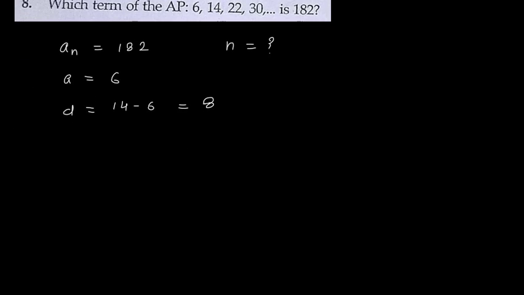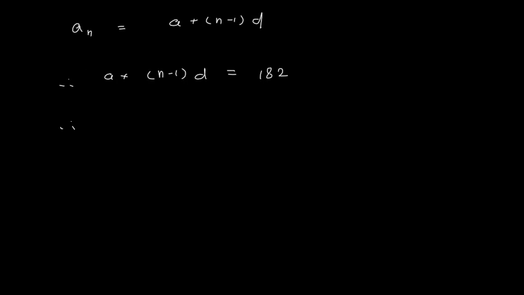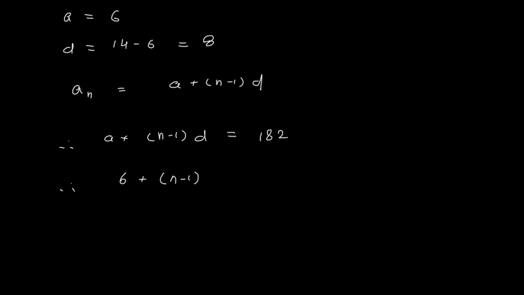So I have the formula: an is equal to a plus n minus 1 d. So therefore a plus n minus 1 d will be equal to 182, because the value of an is 182. On the value of a here we have 6, so I will write 6 plus n minus 1, and the value of d we get as 8, is equal to 182. Now here I solve it a little differently.